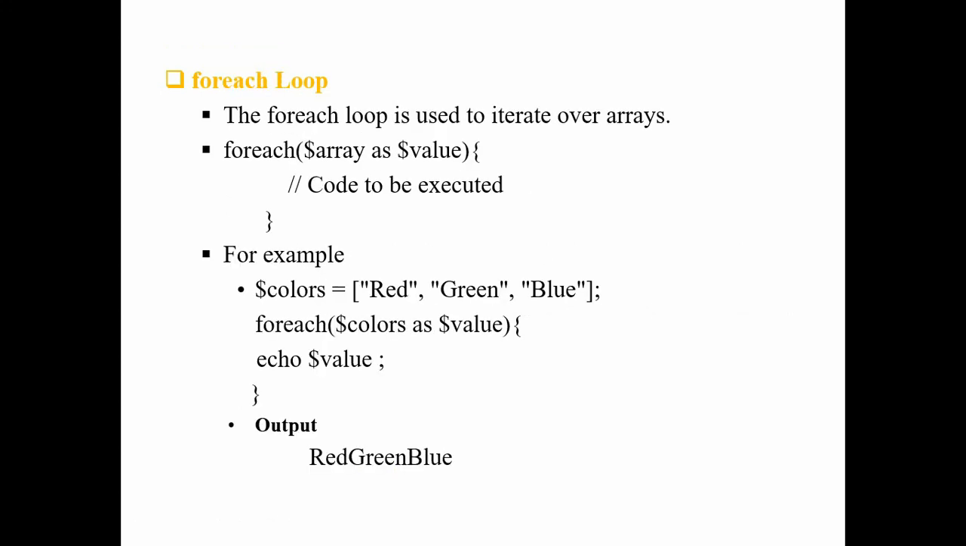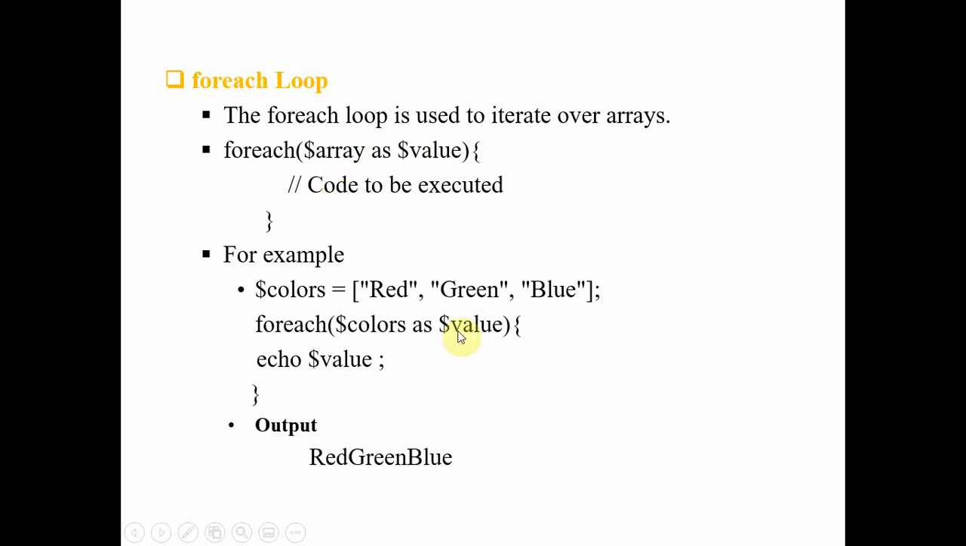And now moving to the last case, we have the foreach statement. The foreach statement is used to iterate over arrays. Whenever we have a certain array, we may want to access the elements one by one, and for that we can use the foreach loop. This is the syntax: foreach, then the original array, then the keyword as, and then another variable, value. Whenever an iteration happens, the value variable gets each element of this array.